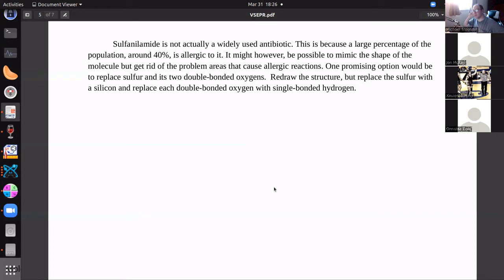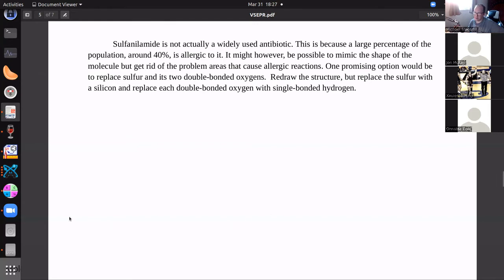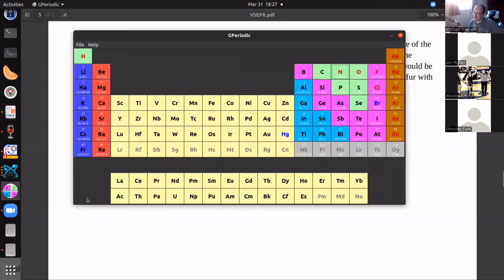So it wants us to redraw the structure, but replace sulfur with silicon and replace each double bonded oxygen with a single bonded hydrogen. Well, here's the question. Why do we have to replace the double bonded oxygen with the single bonded hydrogen? Anybody know? Okay, I'm getting crickets. So the reason for that would be that sulfur is here, right?